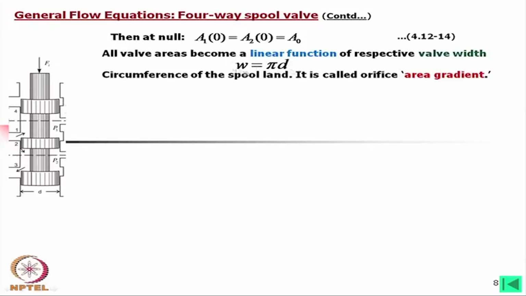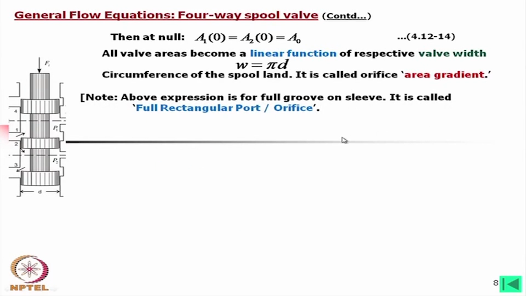Now, this is popularly called the area gradient. In this case, for any orifice we call it the area gradient. In this rectangular port, the area gradient is equal to a constant, pi d. So, to get an area opening, definitely this will be linear and a function of xv. The above expression is for a full groove on the sleeve, where we have used this pi d. It is called a full rectangular port or full rectangular orifice.